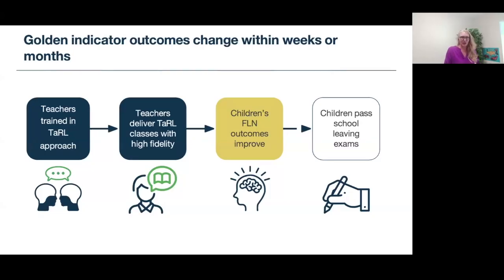Jonathan actually introduced this a little bit: trying to pick one indicator to start where you're tracking progress over time. And we call this a golden indicator because it's this sweet spot in the theory of change. So here's a really simple theory of change for teaching at the right level.